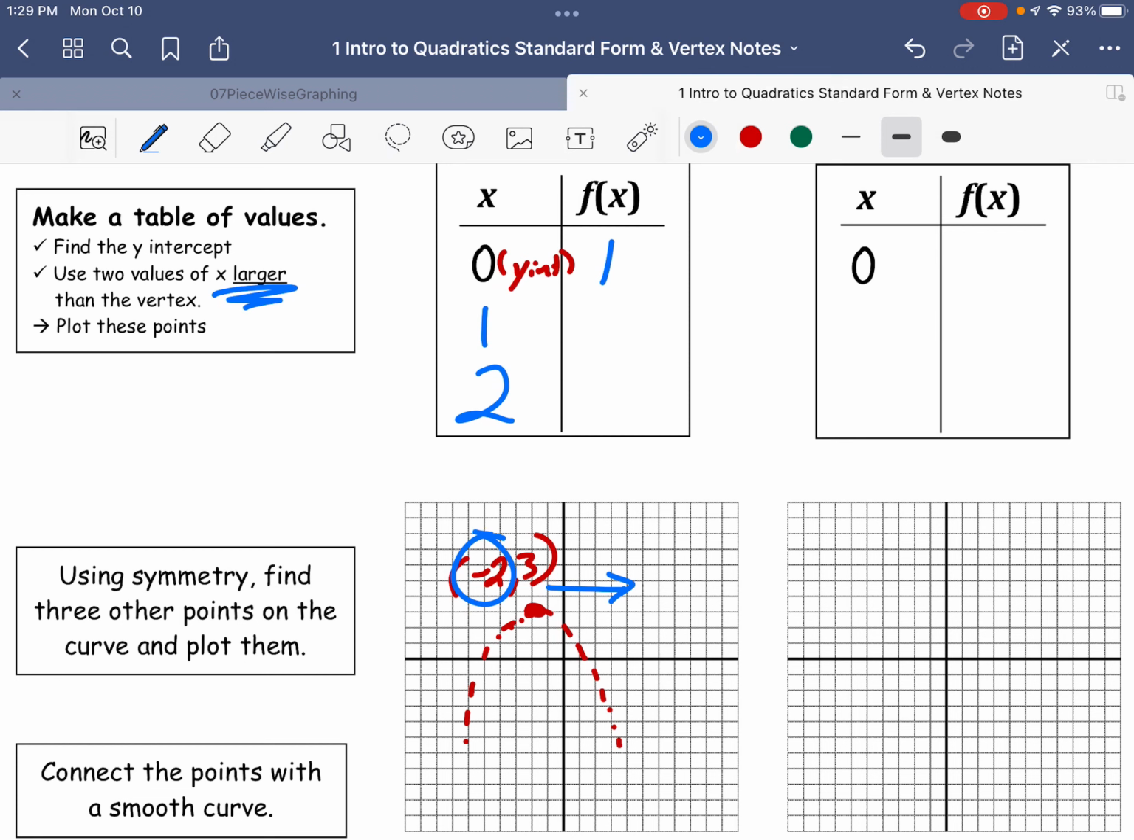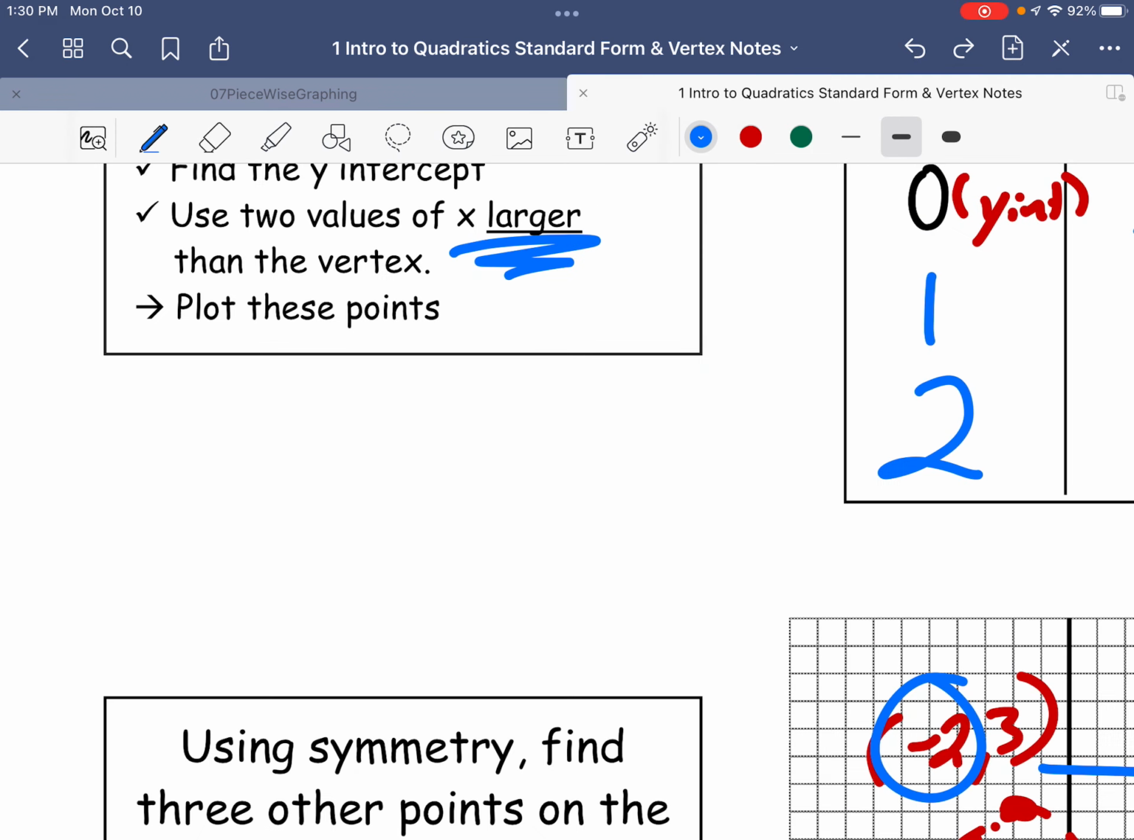Okay, so my vertex is at negative 2, but what I did was I plugged in some numbers that were greater than negative 2. Sometimes kids like to put the vertex in their table. I mean, we already have the vertex, but let's definitely plug in 1, and let's definitely plug in 2.